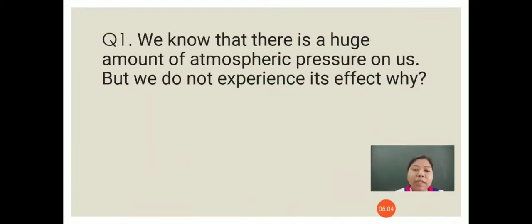Related to this topic, I had given 2 questions. Children, I want all of you to try to answer these questions. Question number 1: we know that there is a huge amount of atmospheric pressure on us, but we do not experience its effect. Why? Children, we have already discussed this question. Try to write down the answer in your copy.